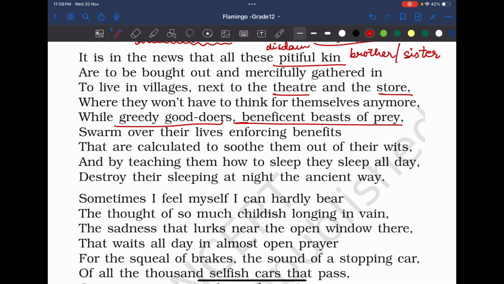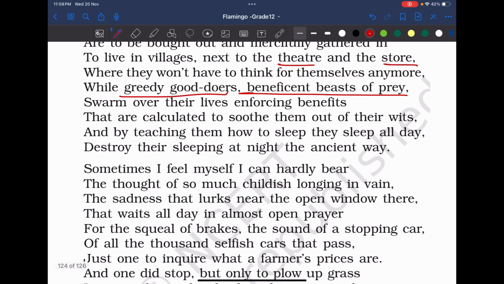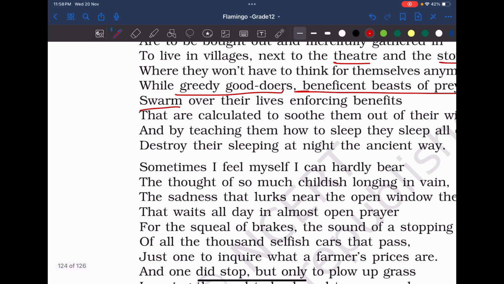we want you to flourish enough, we want you to be rich enough. But आप as a prey उन पे अटैक करने का वेट कर रहे हो as like rich people. ठीक है, swarm over their lives enforcing benefit. You just like a fly, the flies sit on sweet. Similarly, these people are also just waiting for exploiting these poor people.